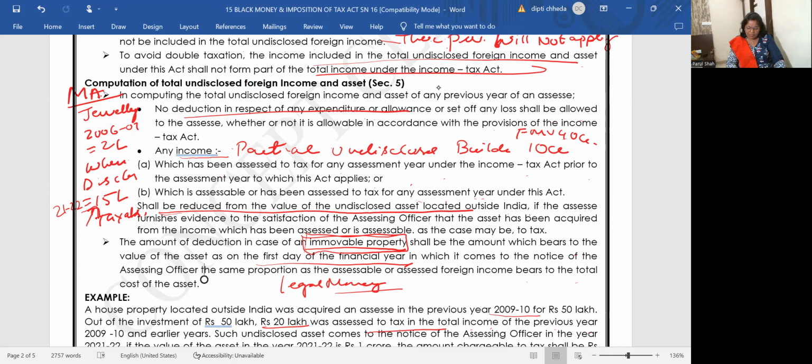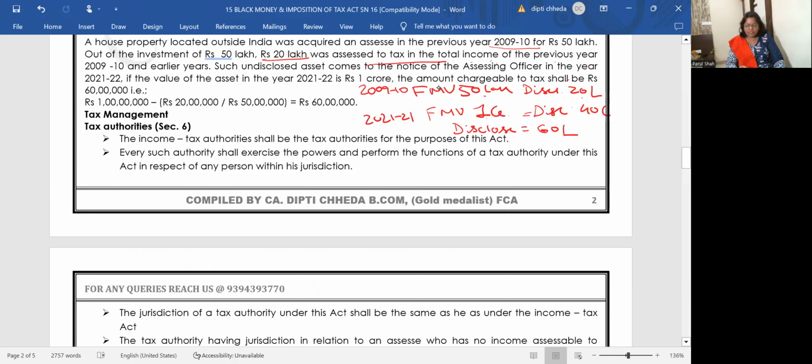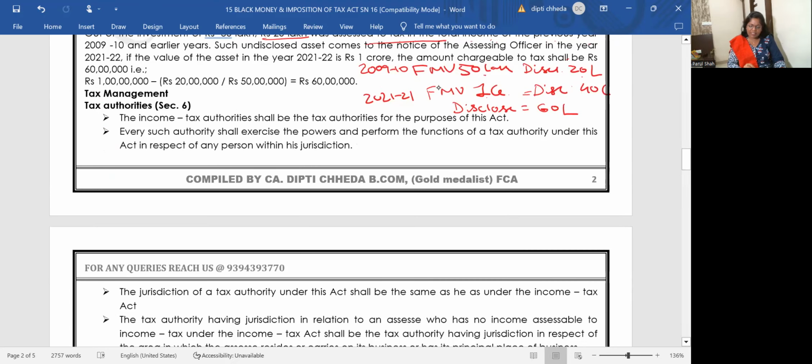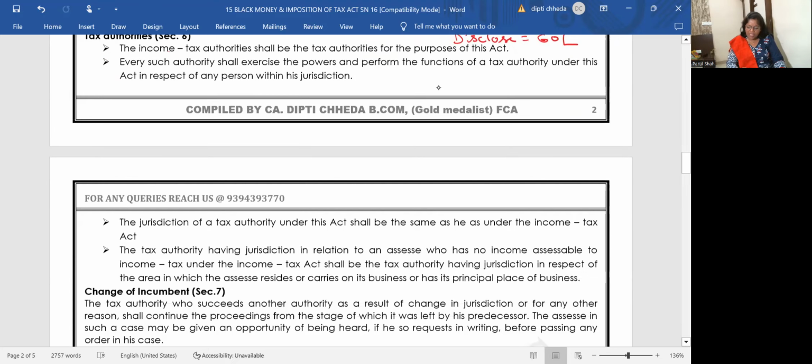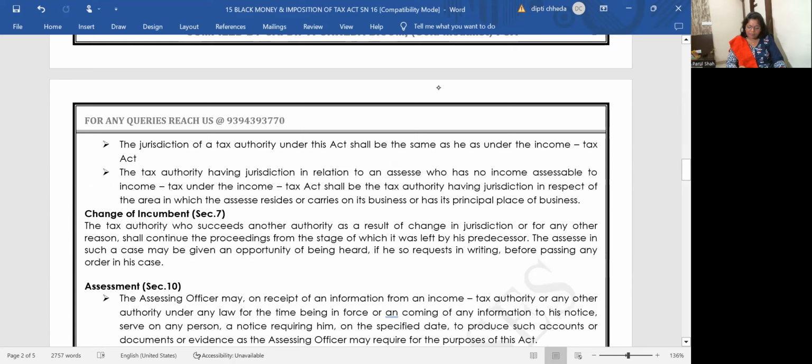Whatever is the fair market value will become taxable. Okay. So up to here it was very important, these first 2 pages. Now it's the procedural part, how they will manage income tax authorities. As we have income tax authorities, there are authorities who have jurisdiction over the SSE, and they can ask him to bring all the details.